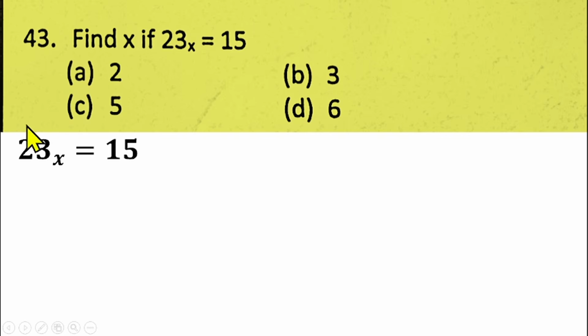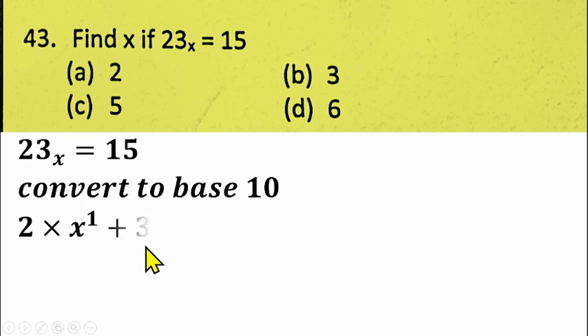So all you need to do is to convert 23 base s to base 10. And that should be by expansion. So you need to tag this number as 1, 0, then you now expand. That will give us 2 times s raised to power 1 plus 3 times s raised to power 0 equals 15.